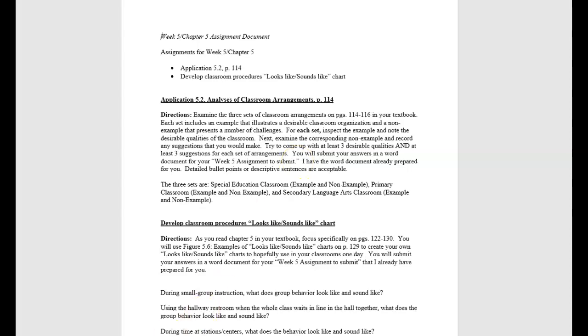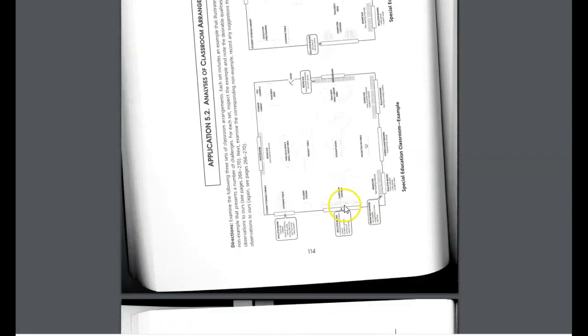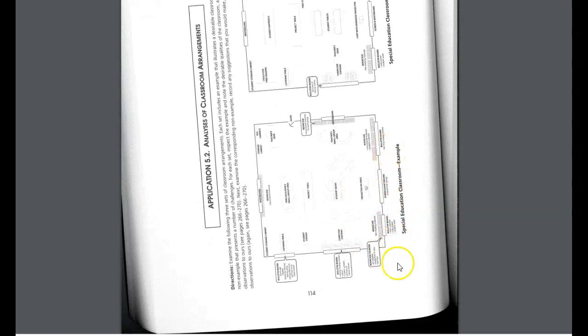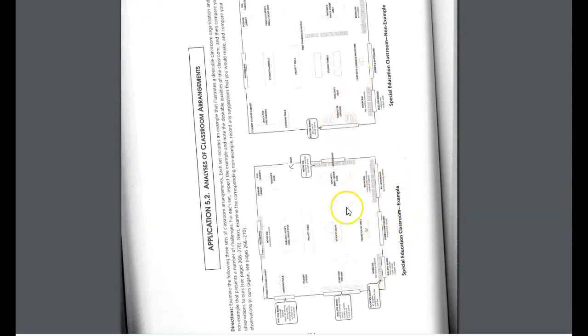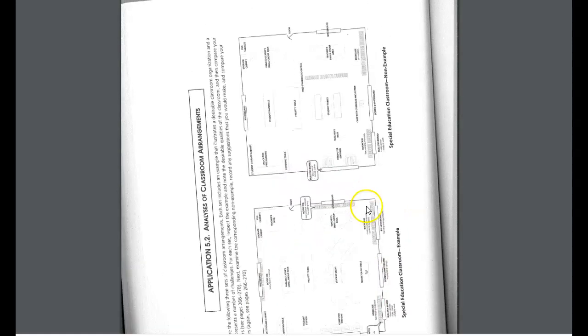So let me go back to those pages really quickly. The special education classroom, so this is your first set, right? The special education classroom example and non-example. You will go into this one first, this example, and you will find at least 3 desirable qualities of this example. Then you will look here at the non-example to come up with at least 3 suggestions for improvement.